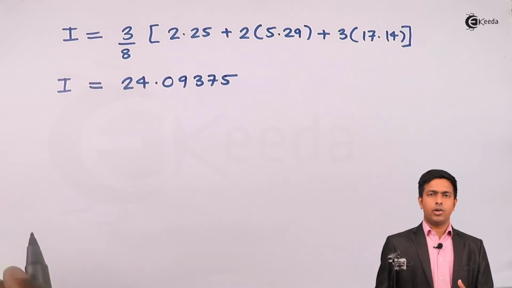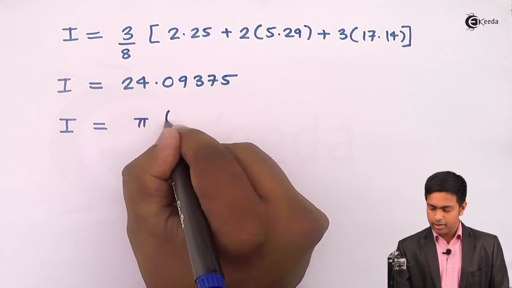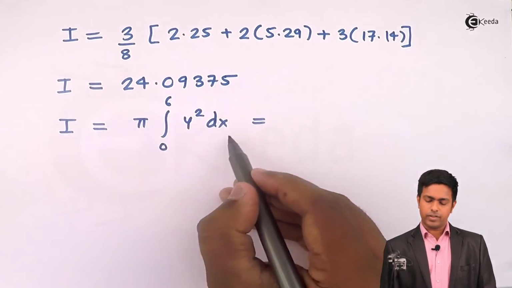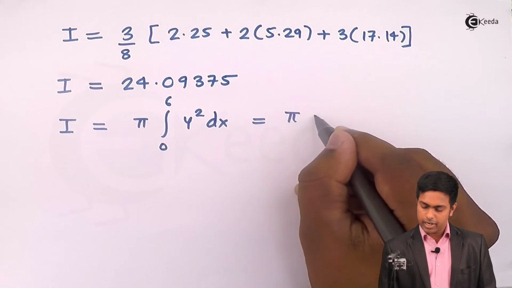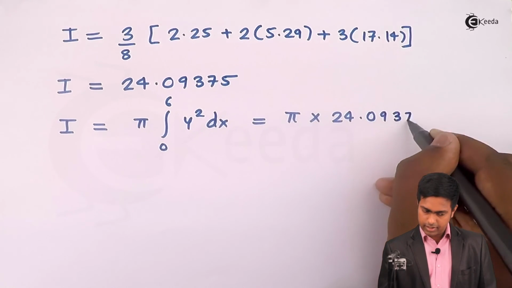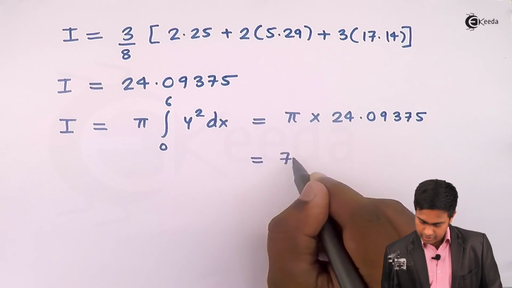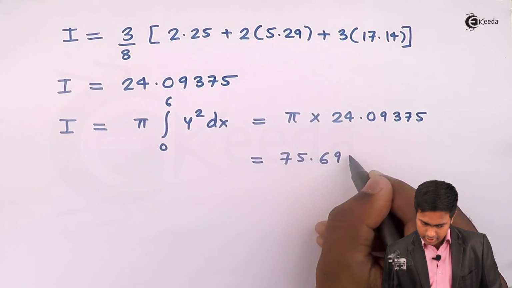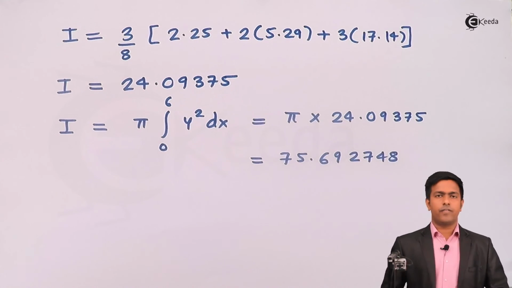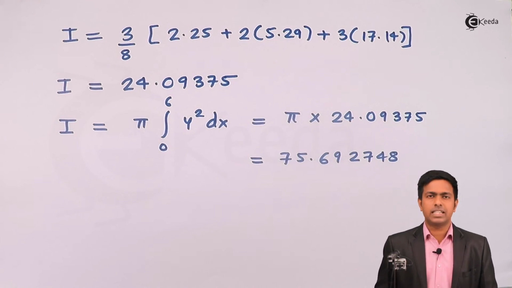Now we got the value of the integration, but if you see the question, it is pi times the integration from 0 to 6 of y square dx, and here we got the value of this integral. So now it is pi into 24.09375. If you multiply it with pi, you will get the answer as 75.692748. So this is the value of the integration, or I would say this is the volume of solid of revolution, which we got by using Simpson's 3/8 rule.